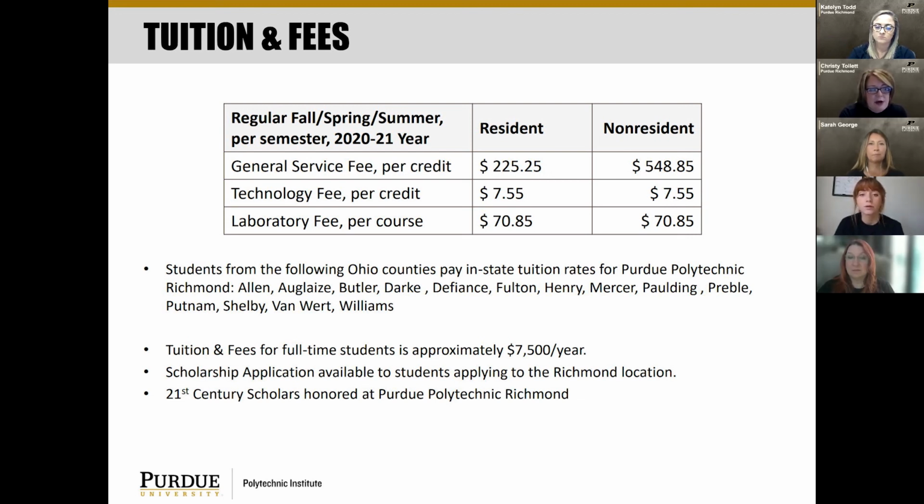We also have scholarships available that students can apply for. We have several 21st Century Scholars at our location in Richmond. So we do honor the 21st Century Scholars program. And for Ohio residents, we have a reciprocity agreement with 14 Ohio counties, and they qualify for our in-state rate for tuition and fees if they reside in one of these 14 counties listed.